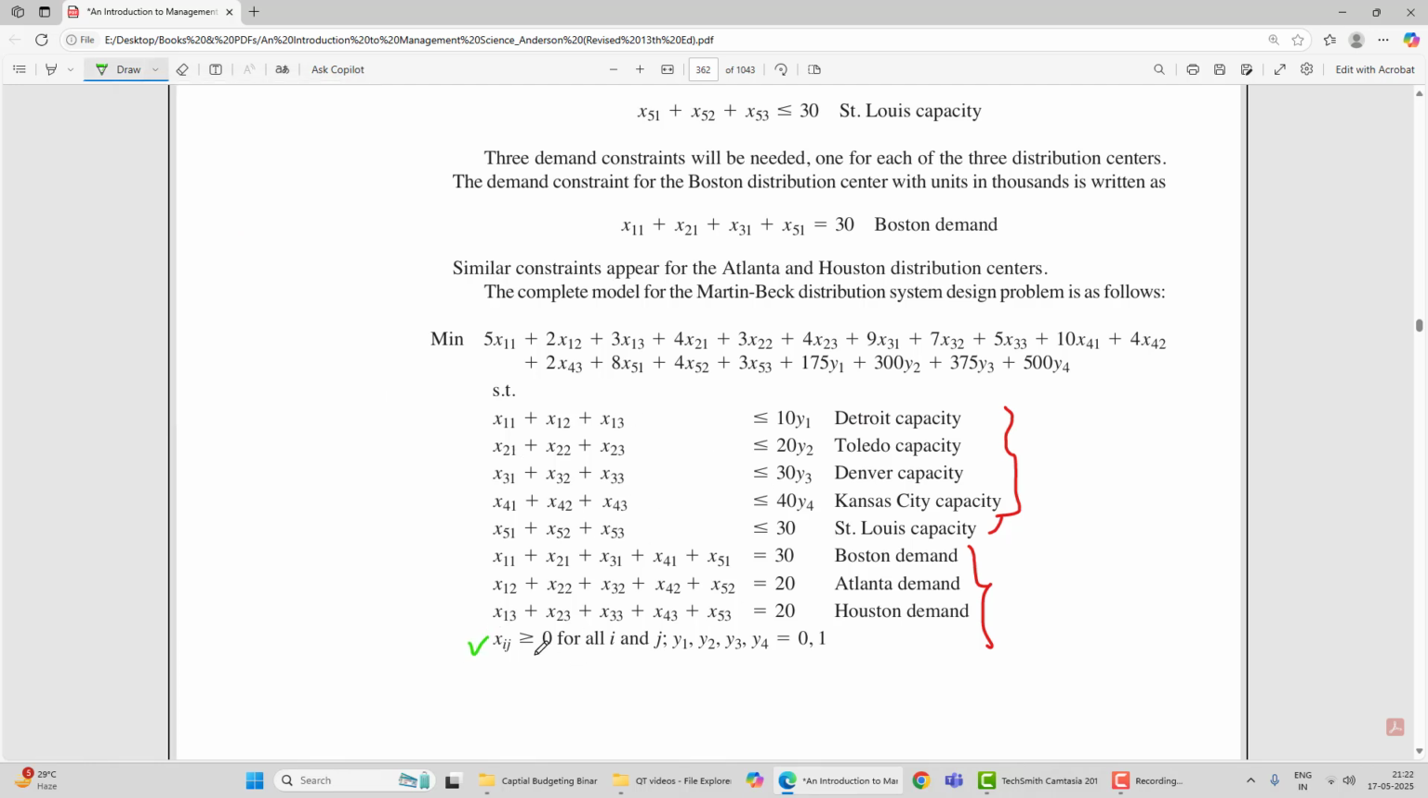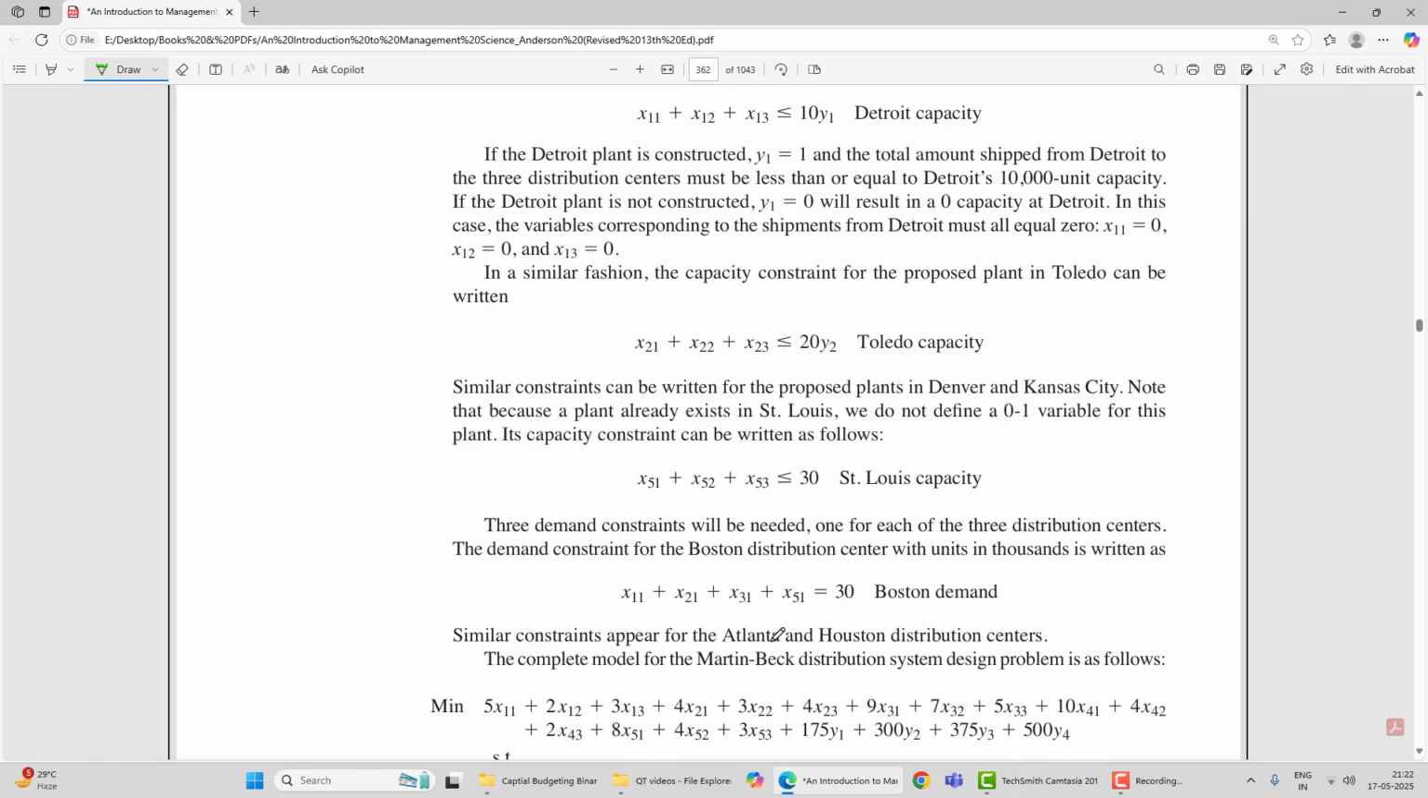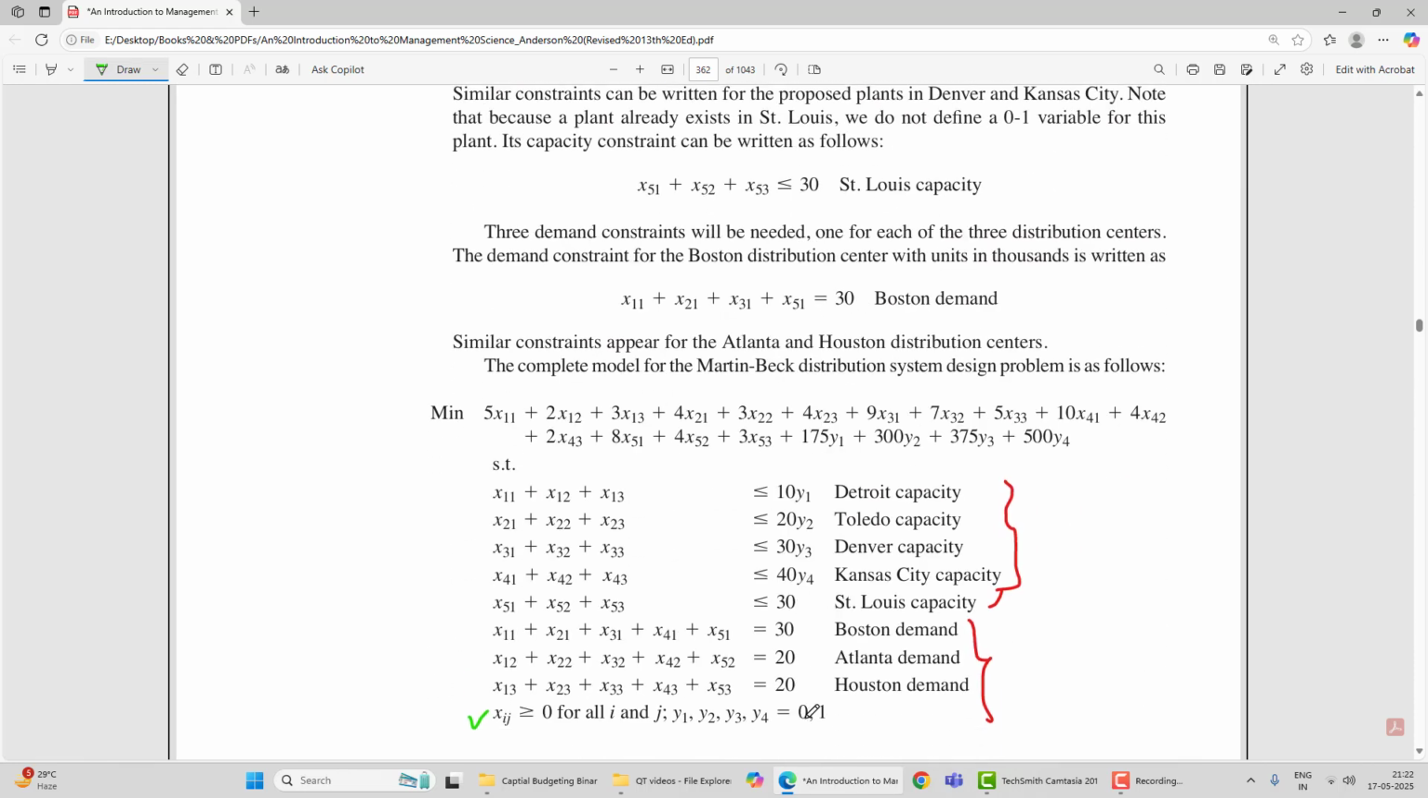All the variables, because they are the number of units transported on the routes, cannot be negative, and hence they have to be greater than or equal to 0. They can be 0, but they can't be negative. And also my y1, y2, y3, y4, which are my binary variables, and hence they will be 0 or 1. So this is your entire answer if you are asked to create the model.